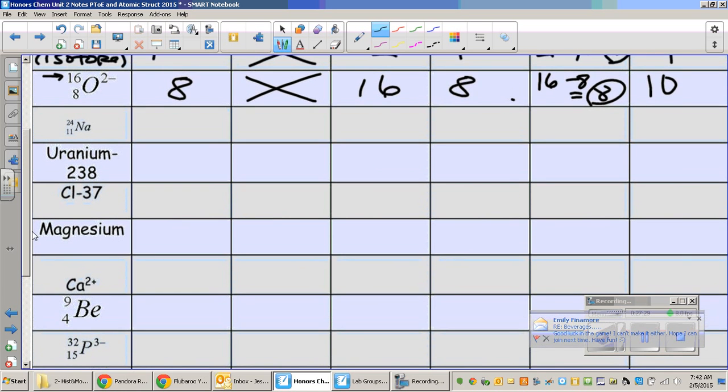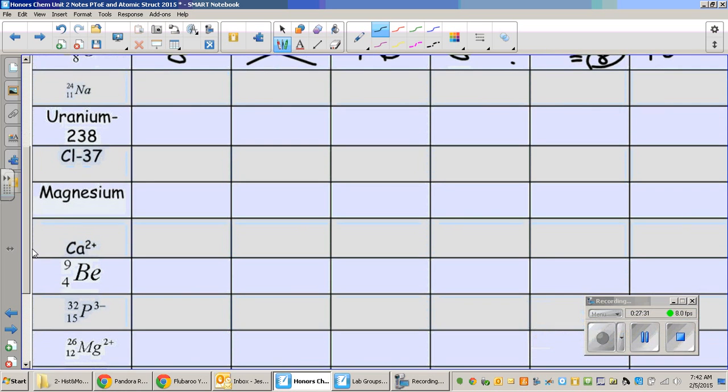Let's just do magnesium, just the one word magnesium. So magnesium, atomic number what? 12. So what does that also mean? 12 protons. Okay. How many electrons? 12 again, because you see there's no charge indicated here. So protons must equal electrons.